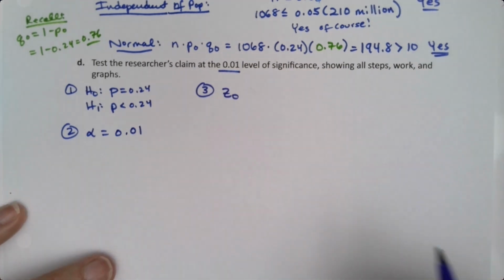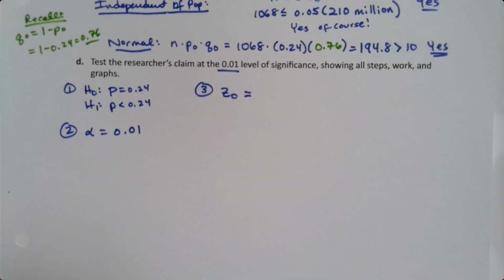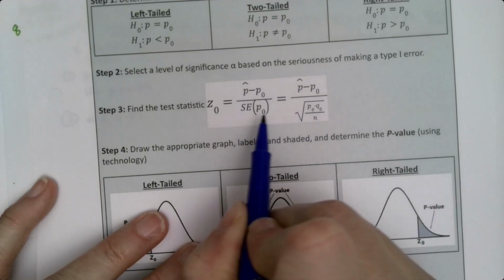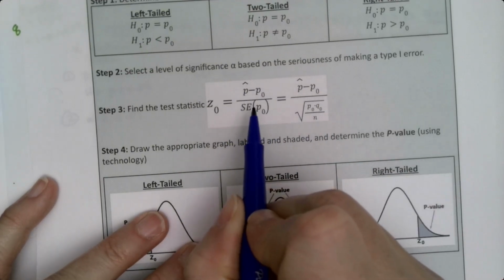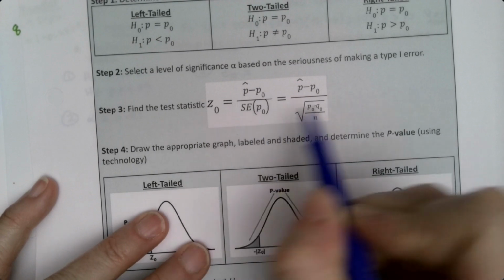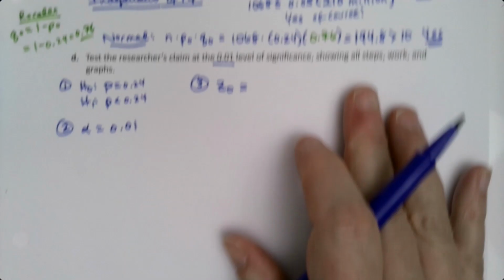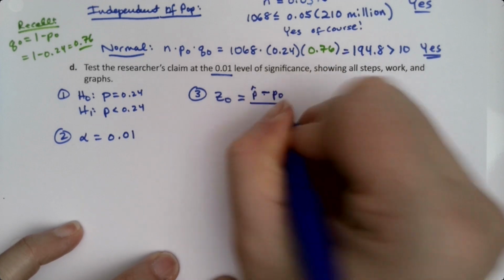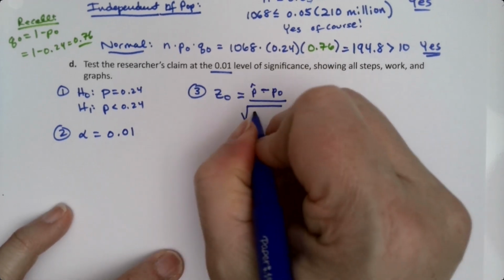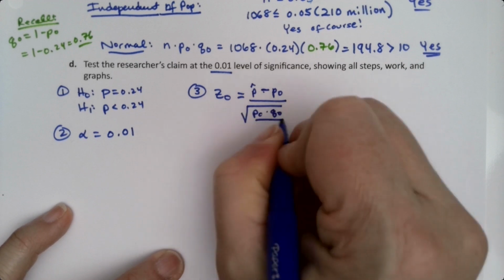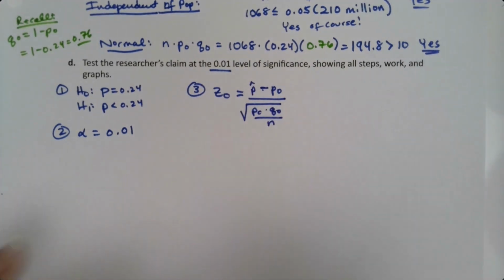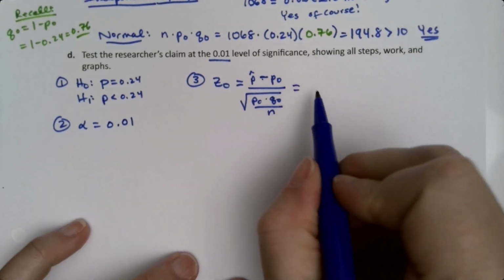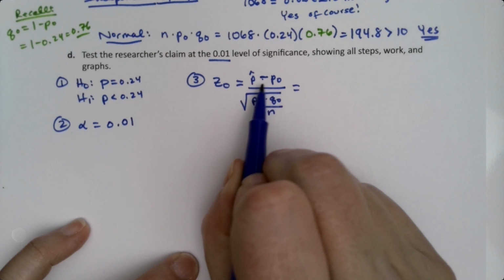Step 3 is the worst part for students because it requires you to go back to the formula sheet and write down this formula. And you don't need the middle one. I mean, you could use the middle one if you had the standard error, but you don't have the standard error. So we'll use this one instead. So it's p hat minus p0 over the big square root of P0 times Q0 over N. Okay, sure, wonderful. All right, now I need the values for these things.